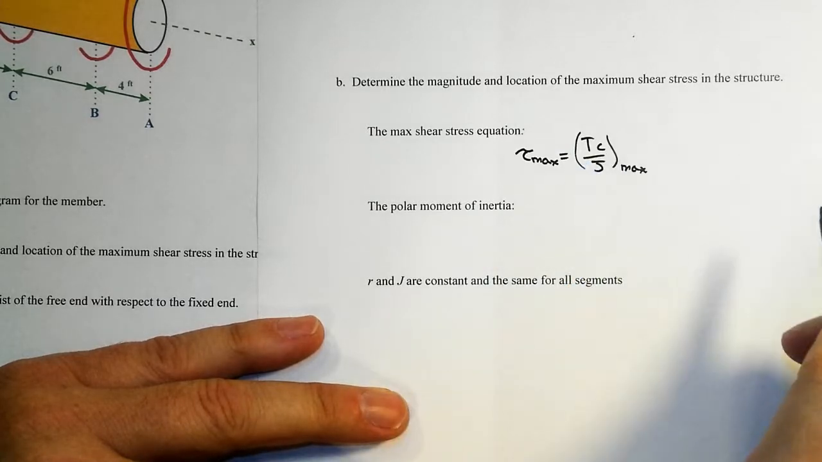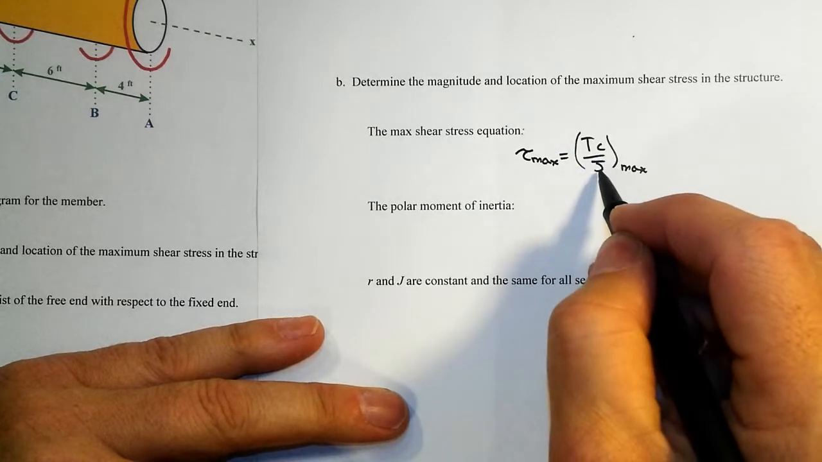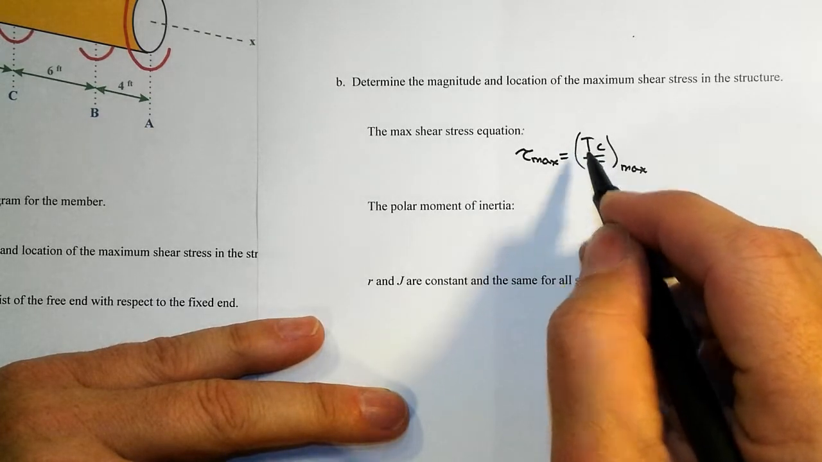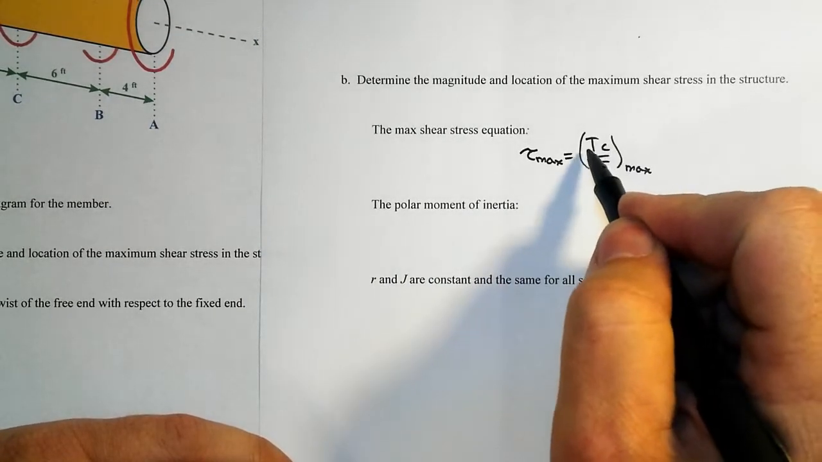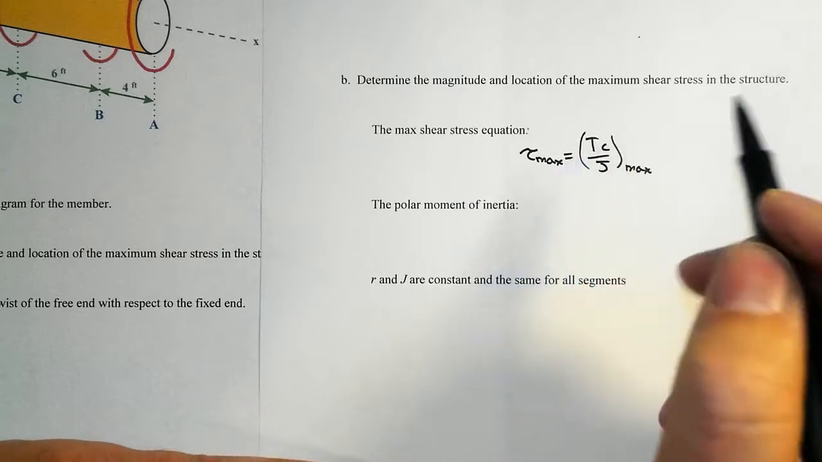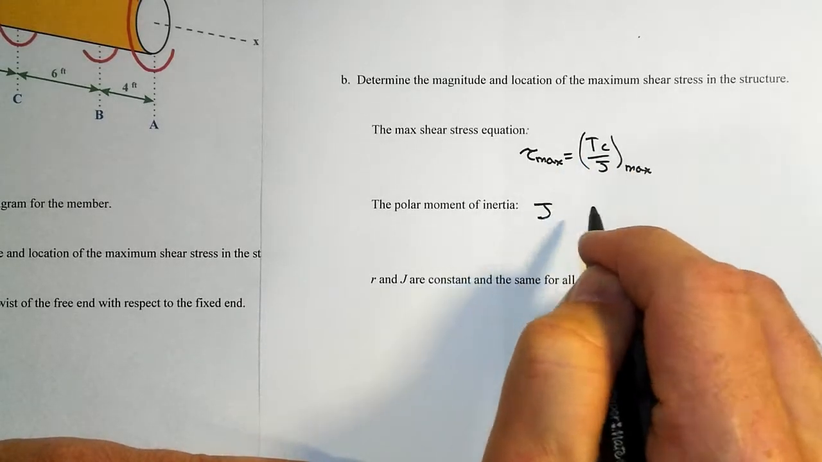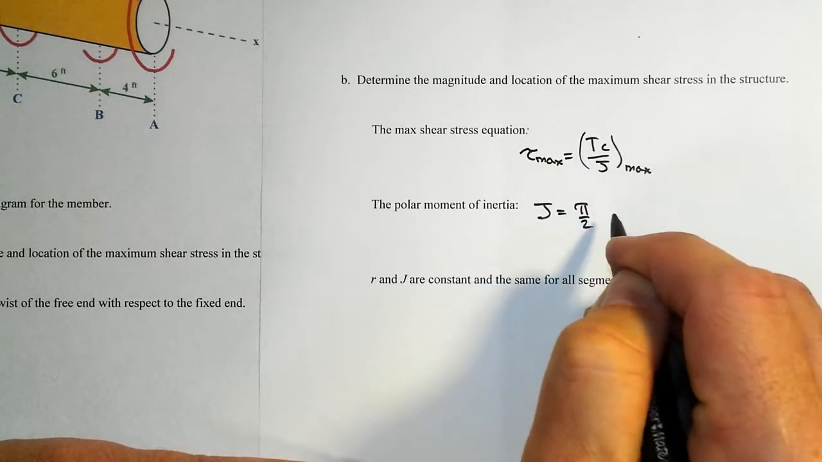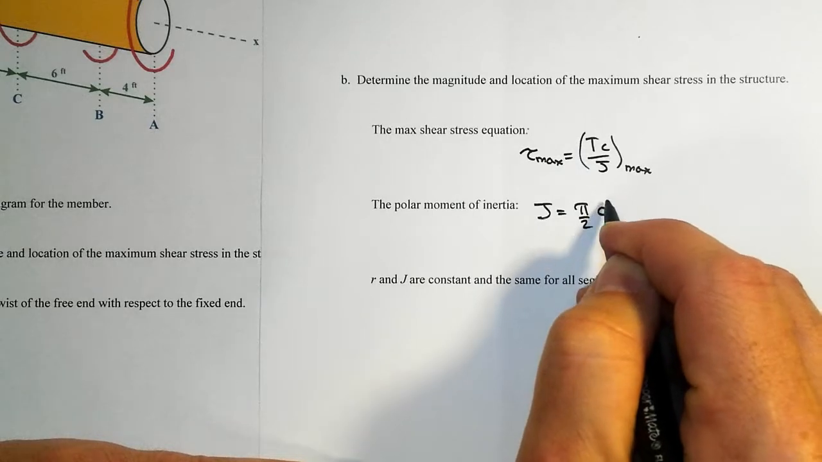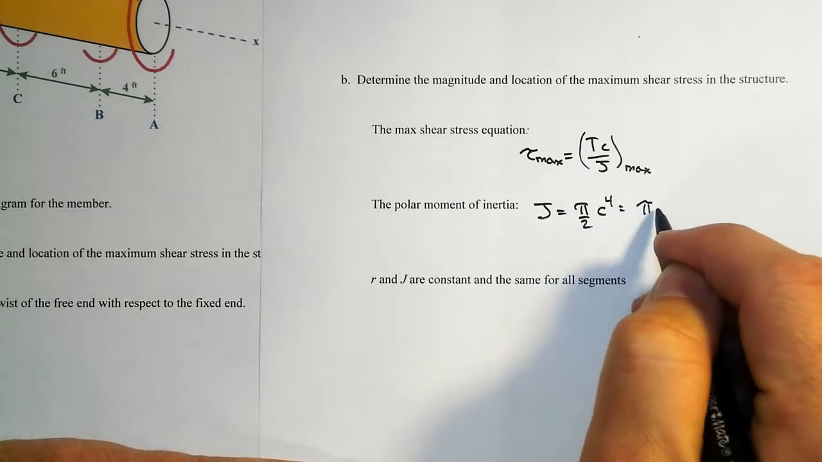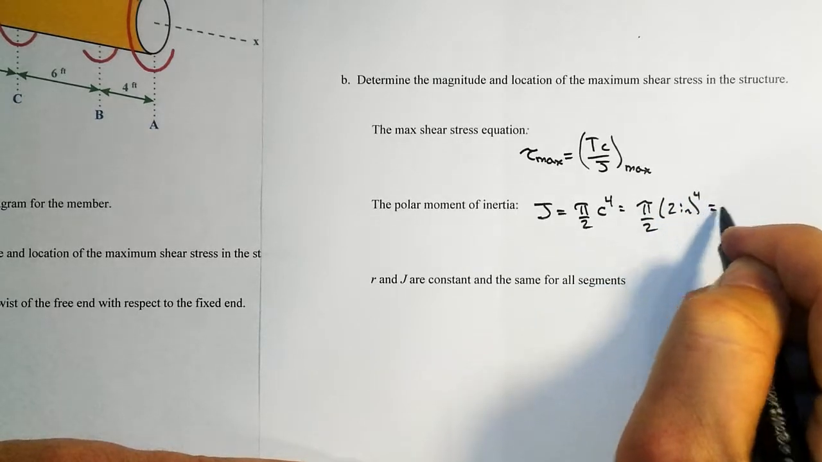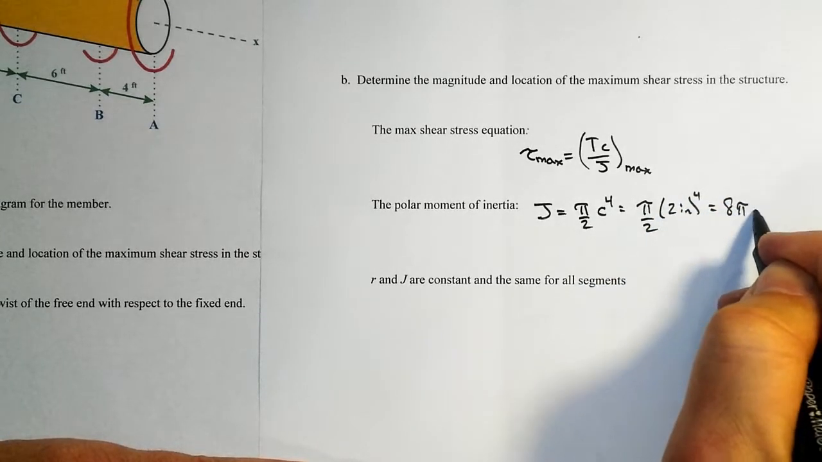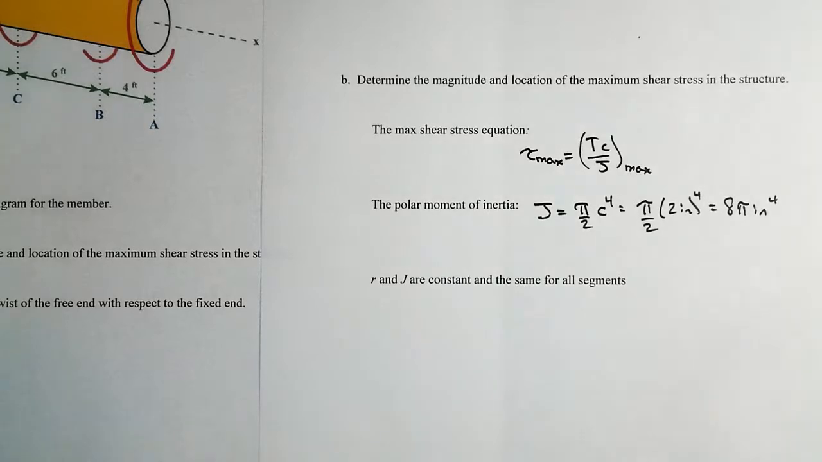Now C is the same in all segments, J is the same in all segments, but T is what's going to vary here. So since C and J are not varying, all we have to do is go find the place where the internal torque is the maximum. J for this solid cylinder is pi over 2 times our outer radius to the 4th power, so that's pi over 2 times 2 inches to the 4th. That's going to be 8 pi inches to the 4th.